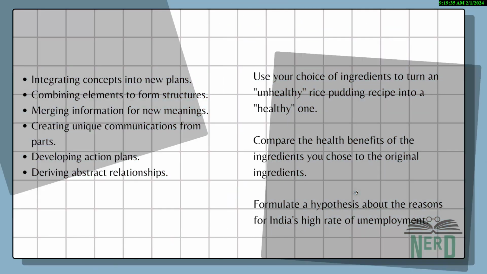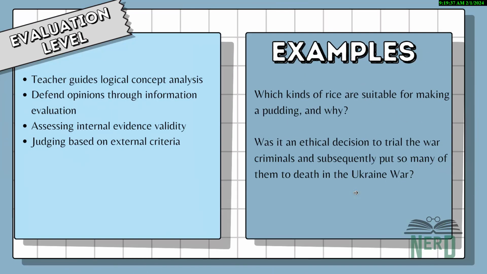Next, the last one is the evaluation level, and this is where you turn into a kind of judge or critic. It's like examining different types of rice and deciding which is best for making pudding. Is it basmati or jasmine or short grain rice?